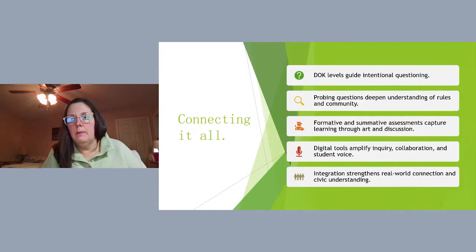To connect it all back together, we see that depth of knowledge levels guide intentional questioning while probing questions deepen understanding of rules and community. Looking at assessments, we see that both formative and summative assessments capture learning via art and discussion. Using digital tools aids in amplifying inquiry, collaboration, and student voice. And finally, integration strengthens real-world connections and civic understanding.